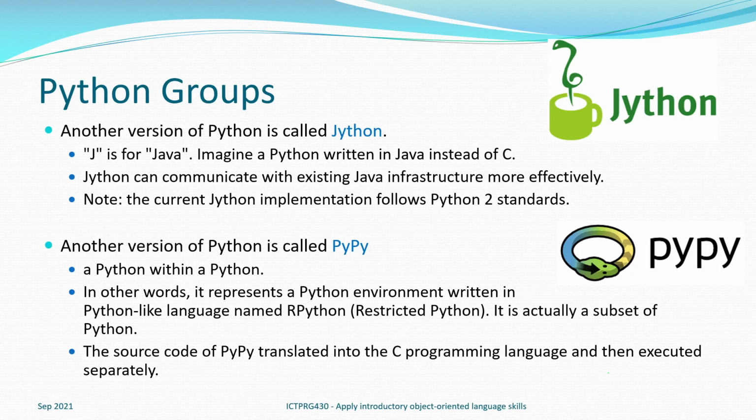Another version is Jython. Now, this is a Java-based language, not C. So it was built around the Python 2 standards, and it's good for running on Java infrastructure. PyPy is a restricted language, so it's very much a cut down version that feeds on itself. So this one translates into C language and is executed individually.